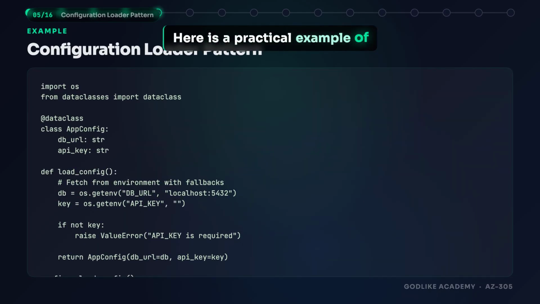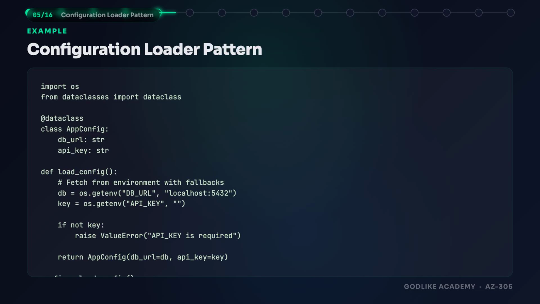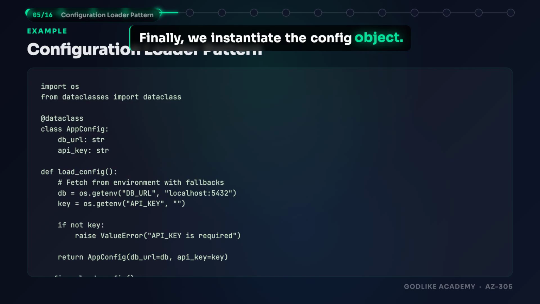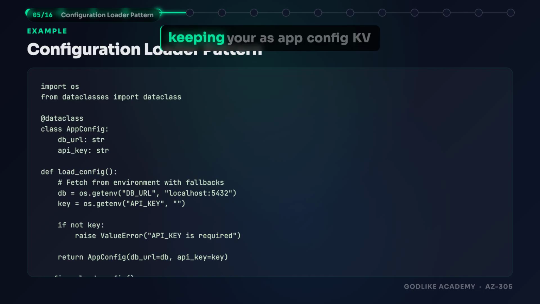Here is a practical example of loading configuration safely. We import the OS module to access environment variables. The AppConfig class holds our settings as data fields. In the load config function, we use os.getenv to fetch values like DB URL and API key with a fallback string for local development. We then validate that critical keys exist, raising an error if they are missing. Finally, we instantiate the config object. This ensures the application fails fast with a clear message if required settings are absent, preventing silent timeouts during high-traffic load testing and keeping your az appconfig kv set commands secure.